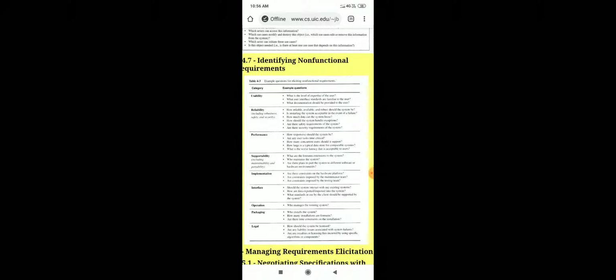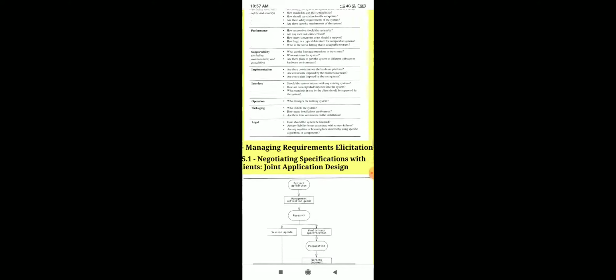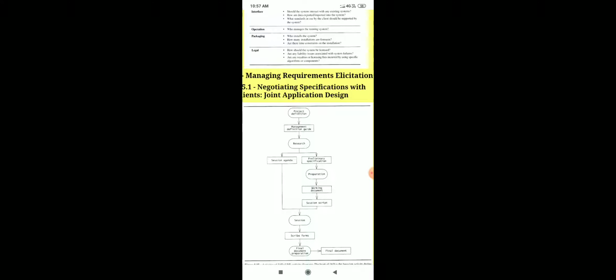And the last one is managing requirement elicitation. Here we are using three techniques: negotiating specifications with the clients, that is joint application design, then maintaining traceability and documenting requirement elicitation. So these are the activities in joint application design. Shortly we'll call joint application design JAD.